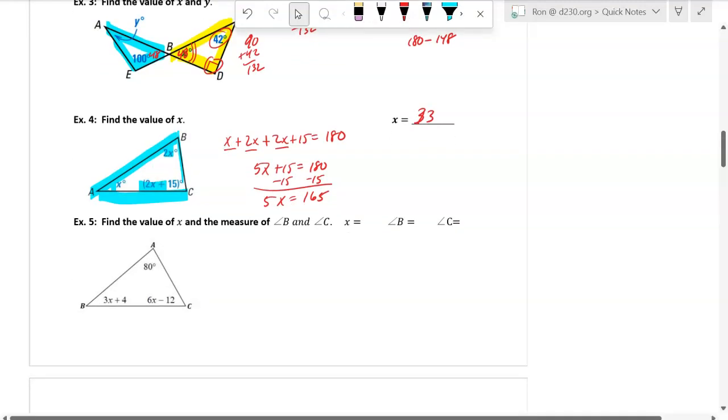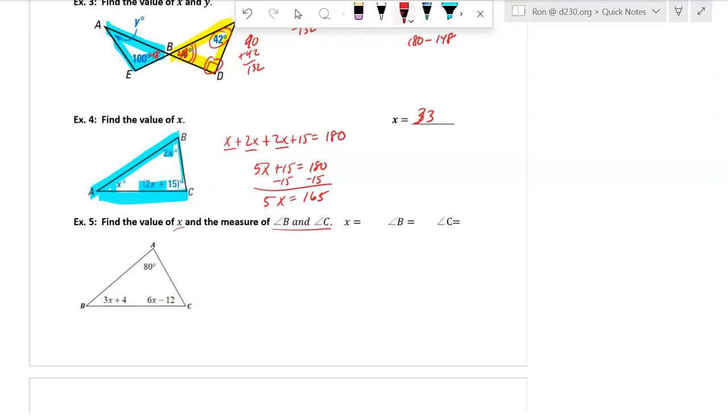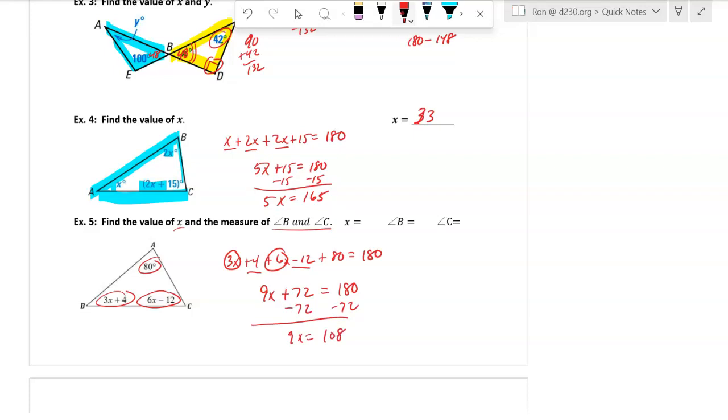Now the next example, they're asking you to find x and the measures of these two angles. Well, to find x, it's pretty easy because I know this angle and this angle are all angles in a triangle. So if I add them all up, I would get 3x plus 4 plus 6x minus 12 plus 80 equals 180. Now, 3x plus 6x gives me 9x. And I know 4 minus 12 is negative 8, plus 80 is going to give me plus 72 equals 180. Okay, so to solve this, I would subtract 72. 9x equals 108. Then I would divide by 9 and get x is equal to 12.